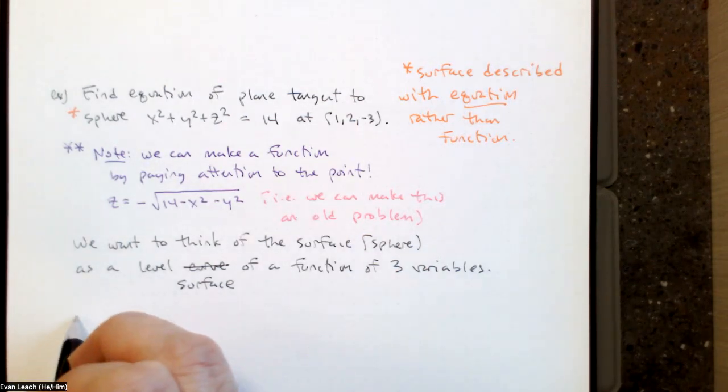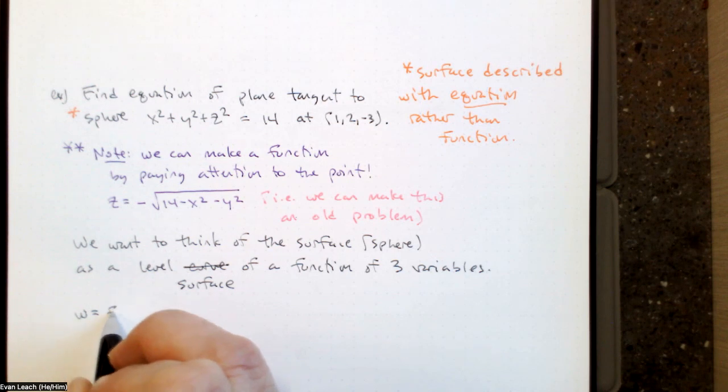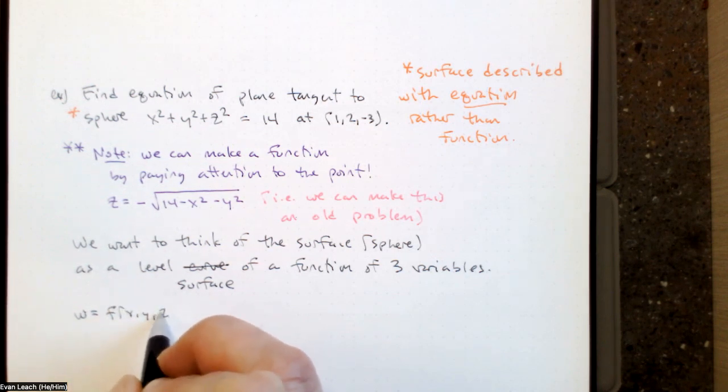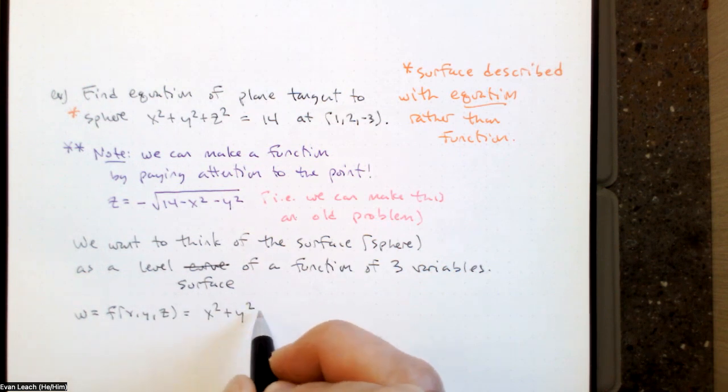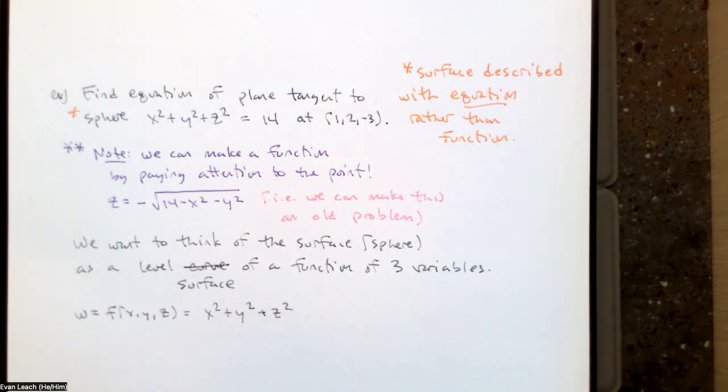So our function will just be w = f(x, y, z) = x squared plus y squared plus z squared. The sphere that we're concerned with is where w is equal to 14. That's what a level surface is. We just take the function and set it equal to some constant.